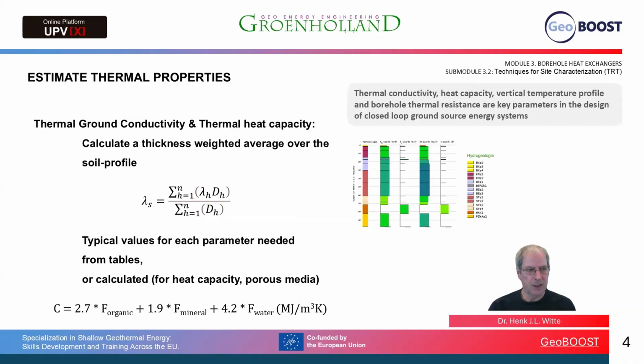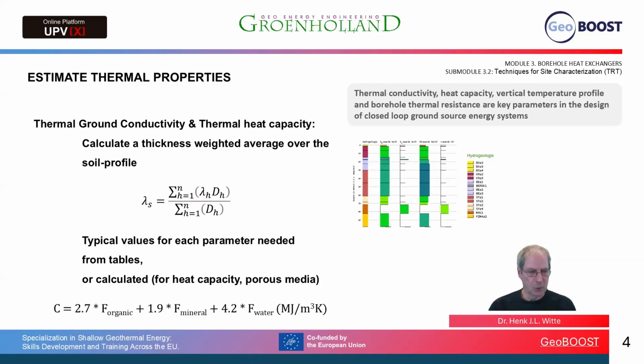Now, we start by looking at the thermal ground conductivity and heat capacity. If we have a detailed soil profile, we can calculate a thickness-weighted average. So for every layer that we encounter, we can take a look at what the typical value for the heat capacity or thermal conductivity would be, multiply it by the thickness of this layer, add all those individual parts up and divide it by the total thickness to arrive at an average value for the thermal conductivity or heat capacity.